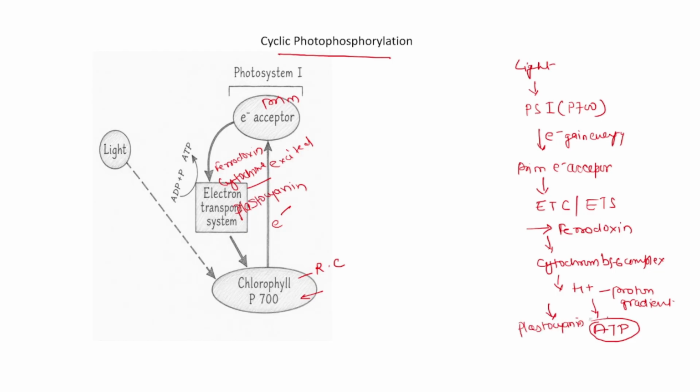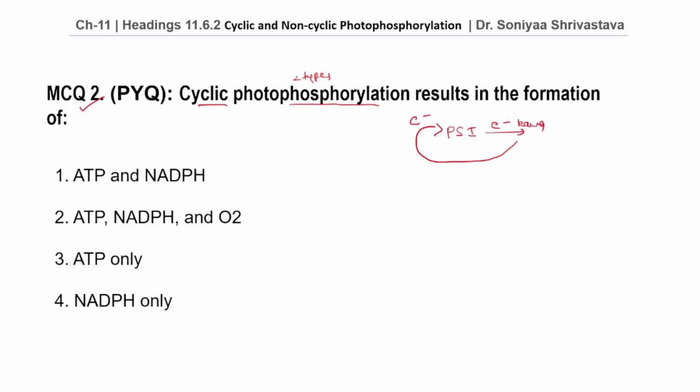And from plastocyanin, the electron comes back to photosystem I again. And in this process, there is no water splitting machinery, no NADP reductase to reduce NADP+ to NADPH. Here only ATP synthase is present to form ATP. Let's see our option number 1.